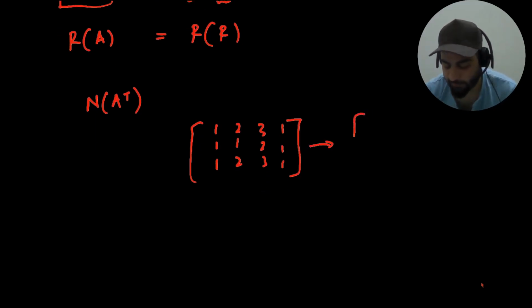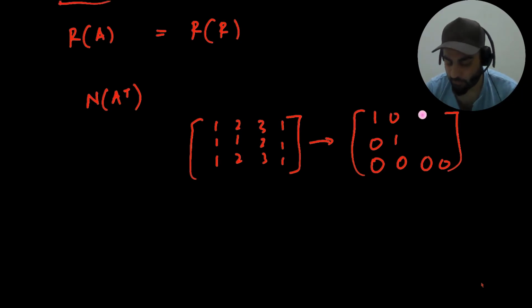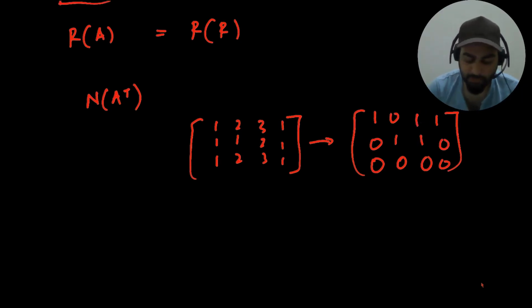As you know, one of the whole rows became 0. So this was our 0 1 1 0, and 1 1 1 0. So this is what we got.